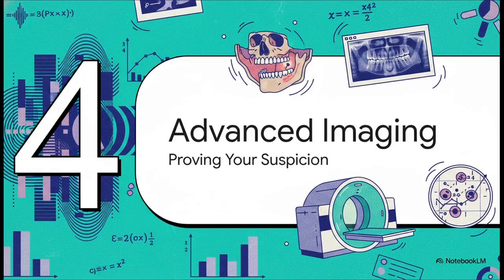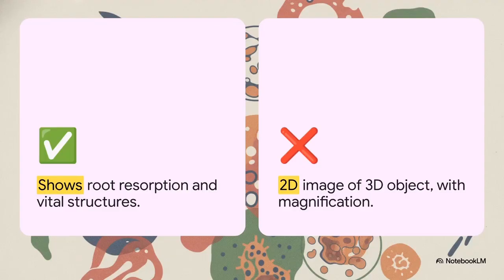All right, Section 4, Advanced Imaging and Diagnostics, Proving Your Suspicion. Let's talk plain radiographs. You absolutely have to know their limitations before you decide to order a CT or an MRI. Yes, plain films have great advantages. They show if a lesion is radiopaque or radiolucent, they show root resorption, and they can tell you if the margins are well or ill-defined.